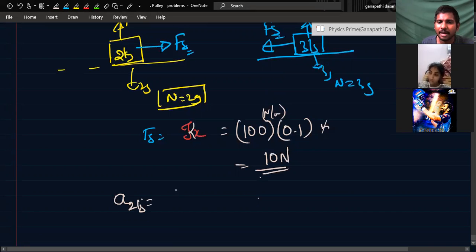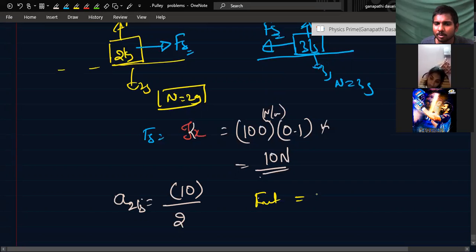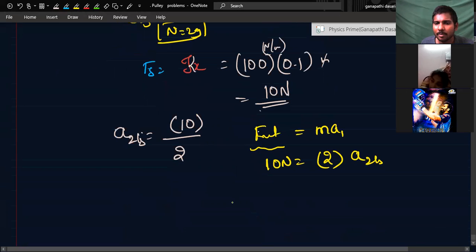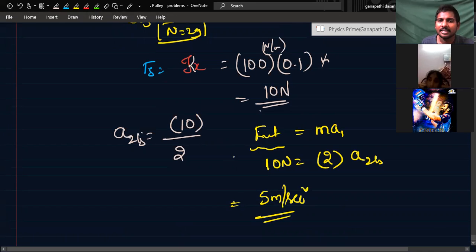Force by mass, F is equal to ma. Net force is equal to mass into acceleration. Same concept, I'm not using anything new. Net force is how much here? 10 newtons. That is equal to mass of the 2 kg block, that is 2, into acceleration of the 2 kg block. That is equal to how much? 5 meter per second square. Similarly, acceleration of the 3 kg block is equal to.